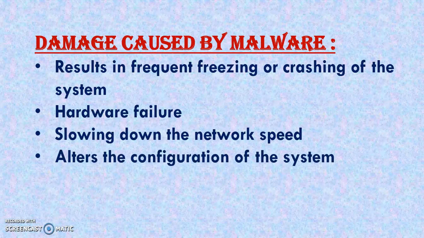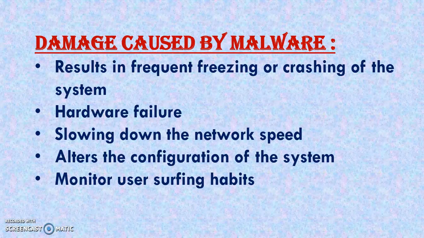Next, it alters the configuration of the system. For example, in the Windows operating system, the registry keeps track of a system's hardware and software. Sometimes malware alters the registry information and makes changes in the configuration of the system. Next, it monitors users' surfing habits. Sometimes a malware secretly monitors the user's computing. These programs can collect various types of personal information, such as tracking internet surfing habits and frequently visited websites or web pages from the user.